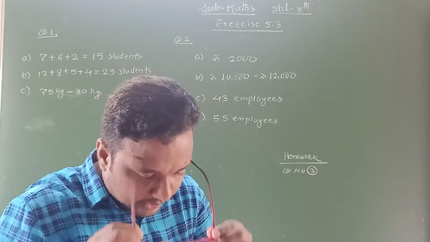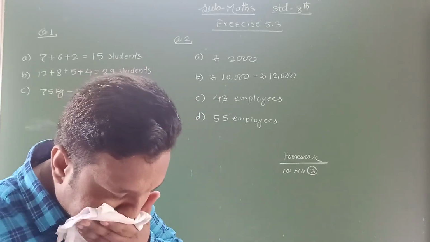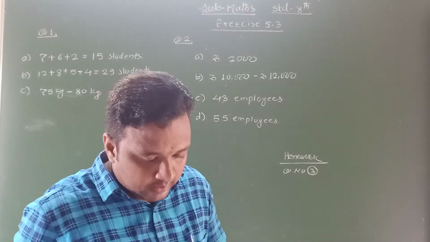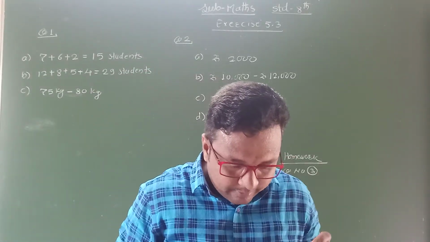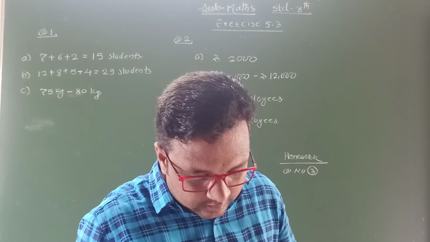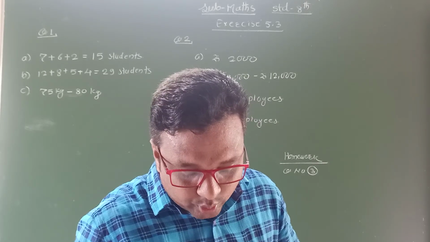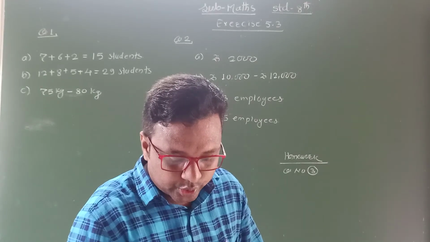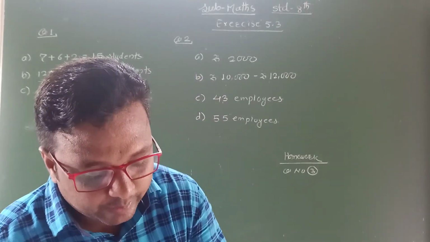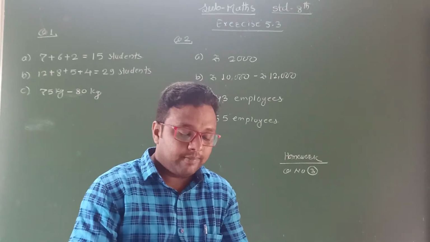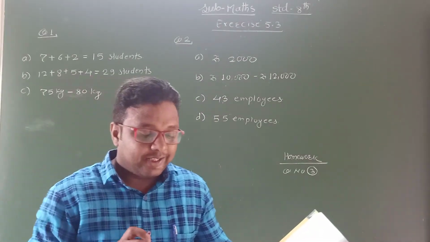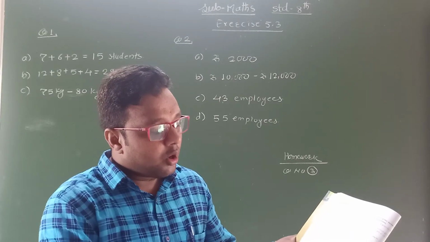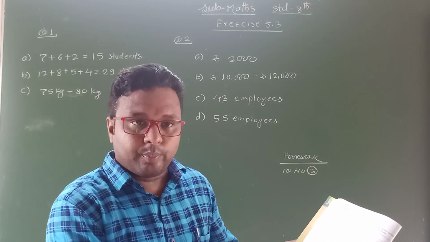Now see the next question. Here I take question number 2. Given below is the histogram of the salary earned by the employees of a company. Study the histogram and answer the following questions. This histogram represents the number of employees and their salaries, given in 1000 rupees. On the x-axis salary is represented, and on the y-axis the number of employees is given.